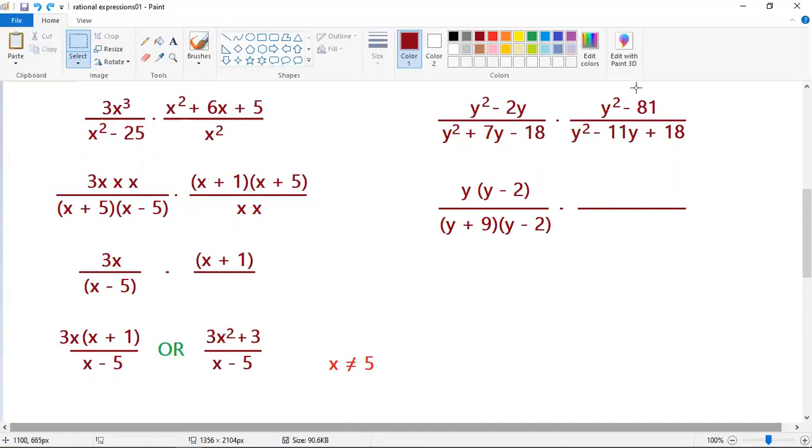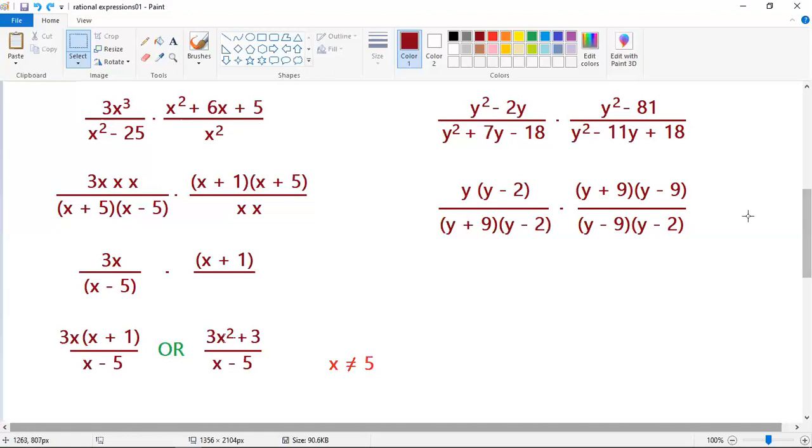This is a difference of two squares with 81. The square root of 81 is 9. So we will be getting a y plus 9, y minus 9. Again, we've got 18 here with the same factors, but we've got negative 11. So we work out y minus 9 times y minus 2. Let's check it out. Negative 9 times negative 2 is positive 18. Negative 9 plus negative 2 is negative 11. So these are the factors.